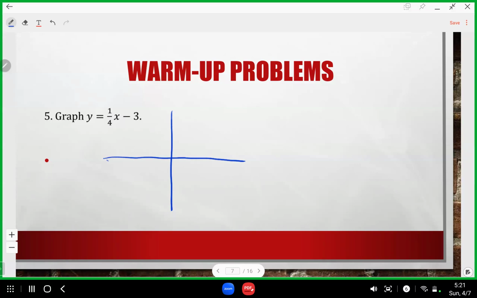So (0, -3) for 1 point, the y-intercept, right? Yeah. The slope is 1/4. So what should we do now? And then at x is 1, y is -3 and 1/4.